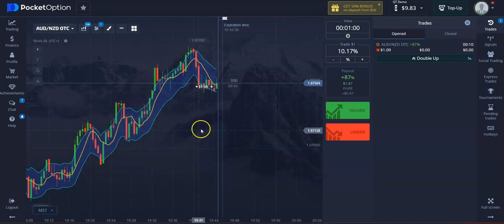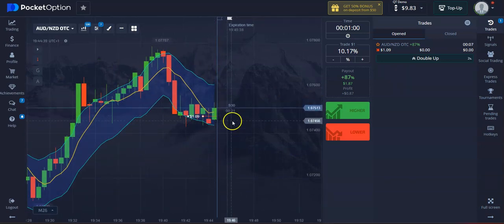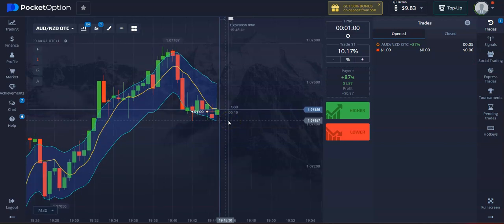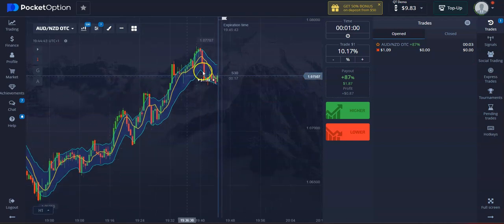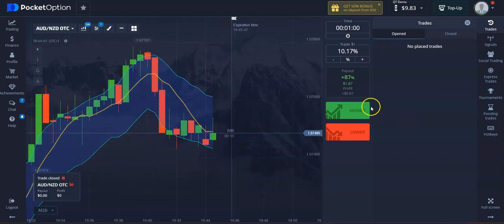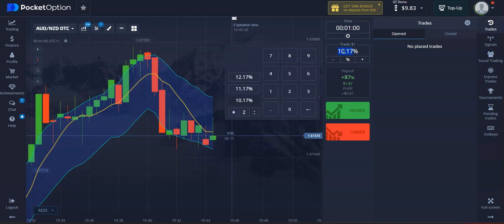That seems like it's going to reverse. Oh, I made a mistake. It's on the uptrend. I was supposed to take a higher position. I made a mistake, now I'm realizing that.